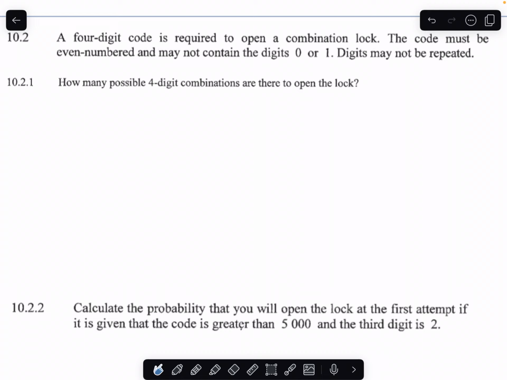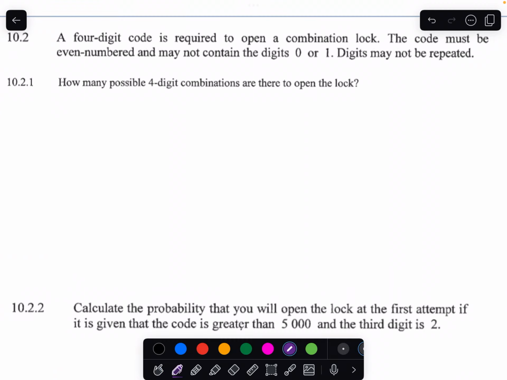Right, we are looking at the last question on paper 1, November 2022 from the department. 10.2, let's go. A 4-digit code is required to open a combination lock. The code must be even numbered and may not contain the digits 0 or 1. Digits may not be repeated. How many possible 4-digit combinations are there to open the lock?